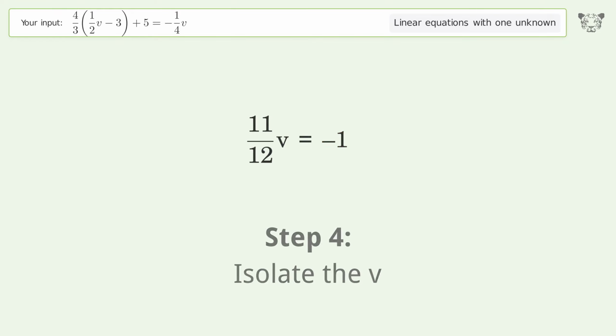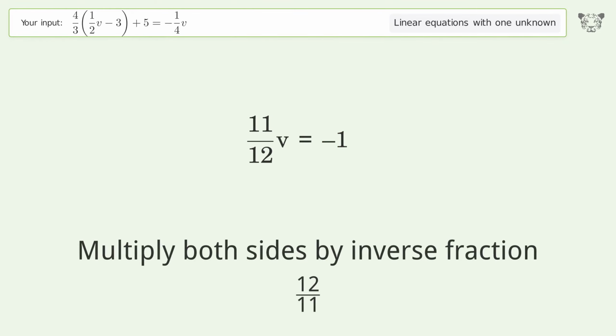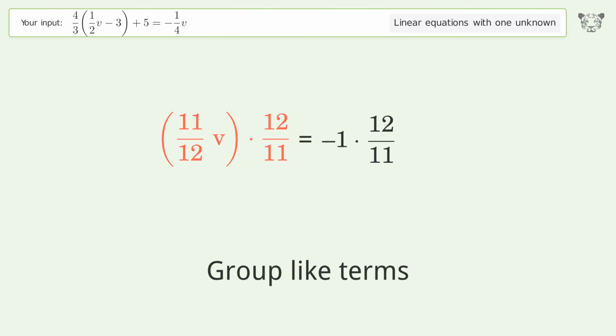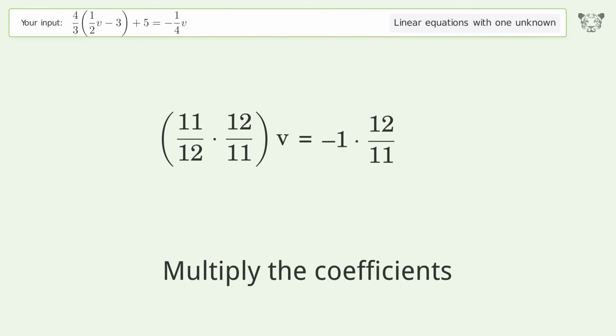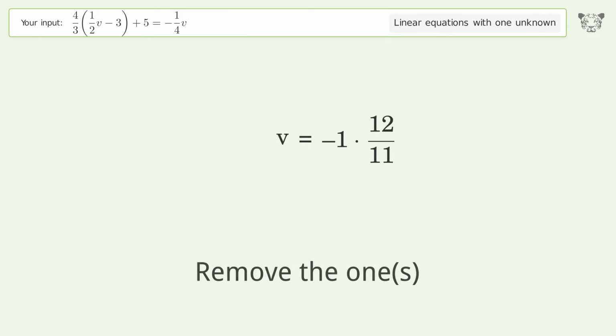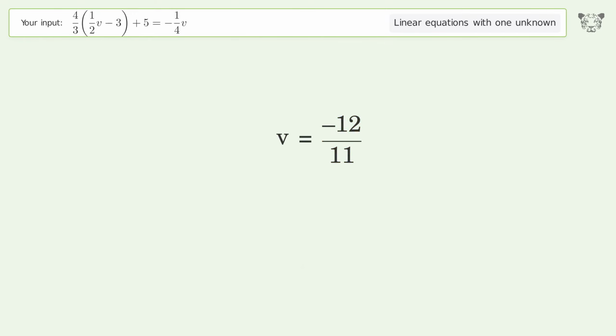Isolate the v. Multiply both sides by inverse fraction 12/11. Group like terms. Multiply the coefficients. Simplify the fraction. Remove the ones. And so the final result is v equals -12/11.